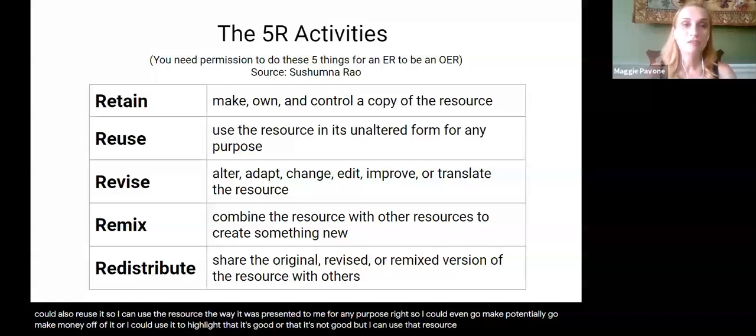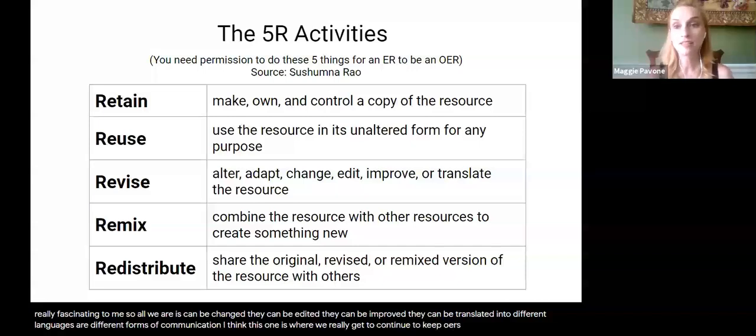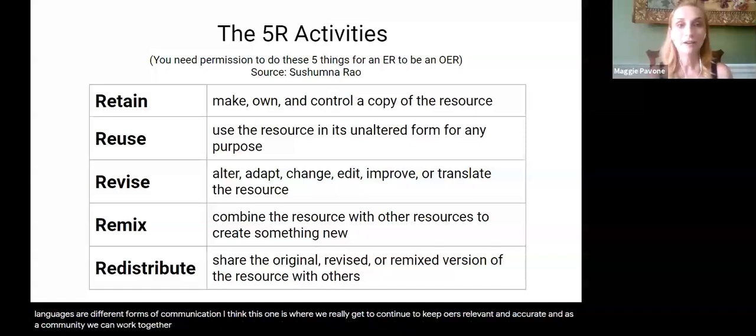The 5 R's also include revision, which is really fascinating to me. So OERs can be changed. They can be edited, they can be improved, they can be translated to different languages or different forms of communication. I think this one is where we really get to continue to keep OERs relevant and accurate, and as a community we can work together to continue to make them be as useful and accurate as possible.